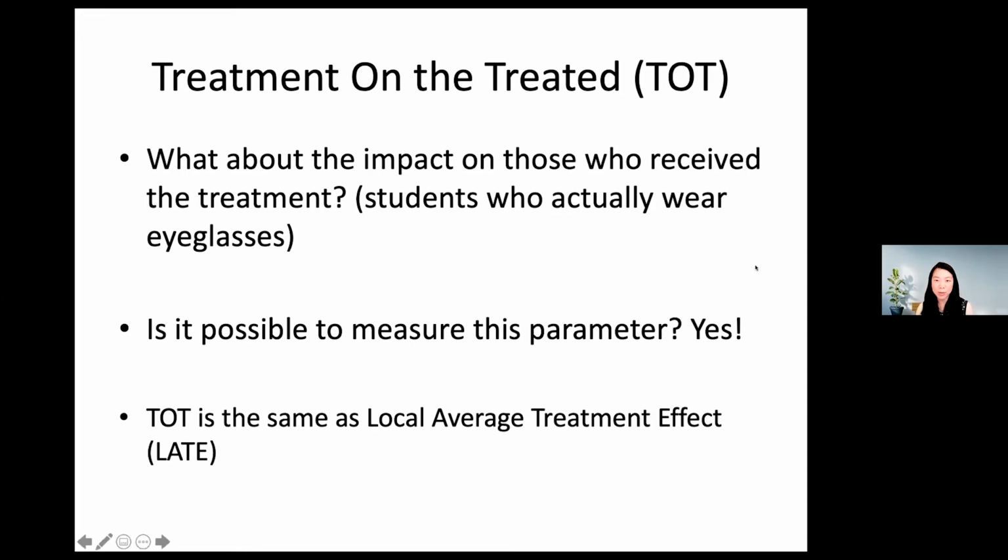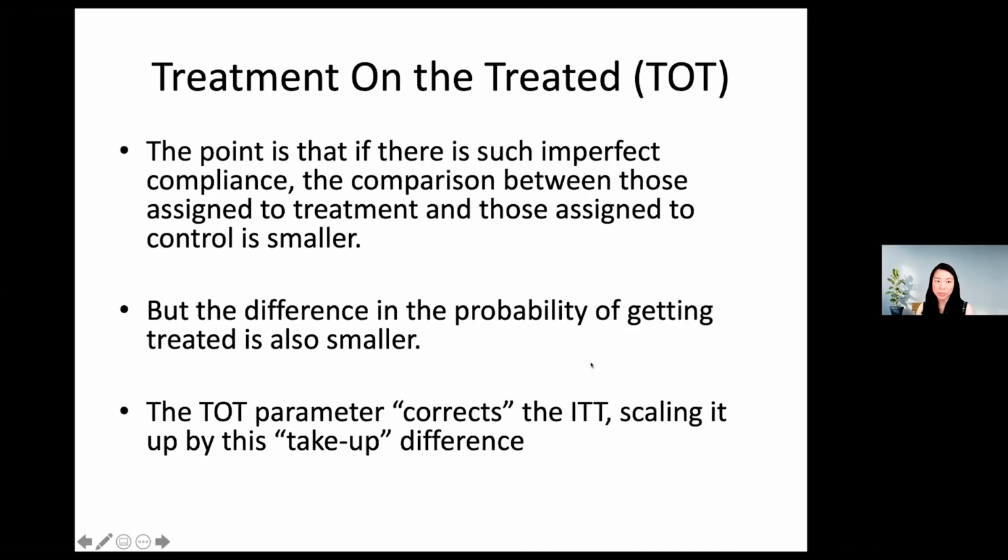Is it possible to measure this? The answer is yes, but it's a little bit trickier than just comparing the average between the treatment and the control group. The treatment on the treated, the TOT, impact is also sometimes called the local average treatment effect, LATE. It's the same concept. So how do we do this?